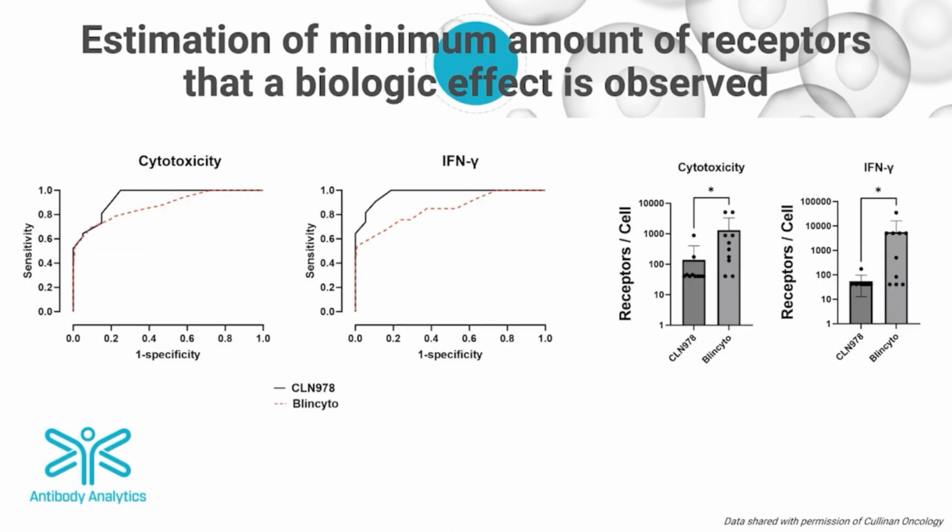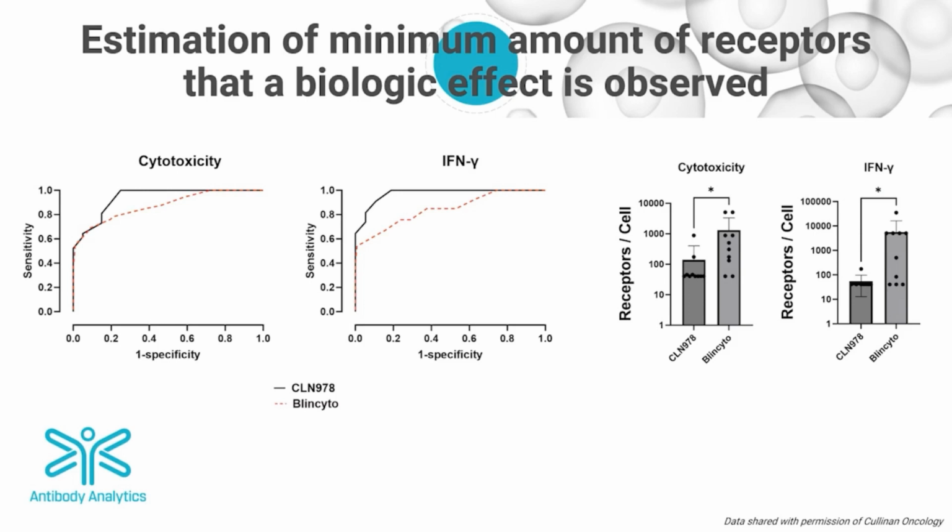In order to determine the receptor threshold of activation for the two molecules, we used an alternate analysis of the 10 donor data panel, employing something called a receiver operating characteristic, or ROC analysis. This is a technique originally developed during the Second World War for interpreting radar signals. However, ROC analysis has since found widespread applications in various fields, including diagnostic test development, where it is used to distinguish between positive and negative effects.